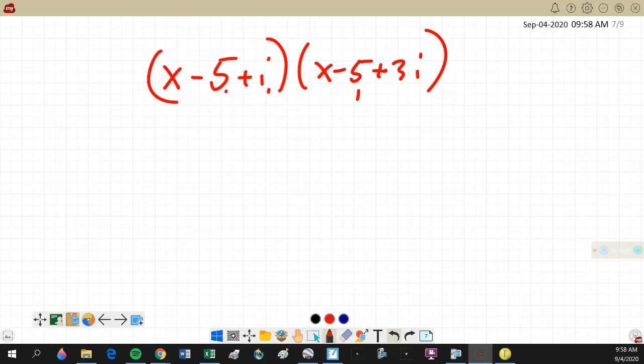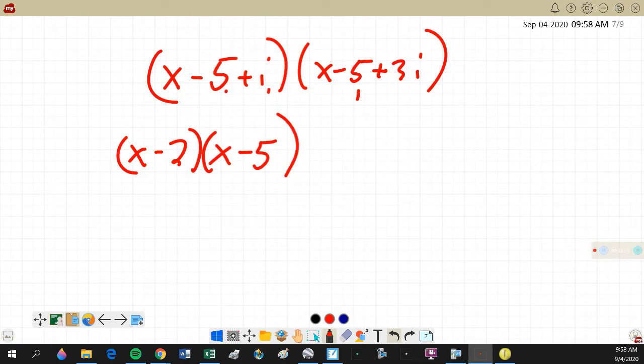13. Write a quadratic equation that has the roots 2 and 5. That's really easy. Can you do that in your head? x squared minus 7x plus 10.